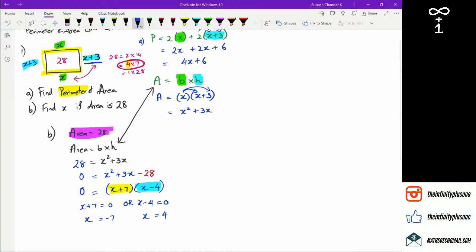Now this is the part that's really important. We actually have to say x is equal to 4, as x can't be a negative number. Remember, in this case we've got a length. If you look at our rectangle, it has a base of x. If it's x, it has to be a positive number. It can't actually be a negative number. So that's something that you do there.